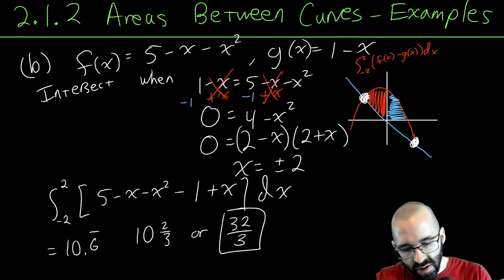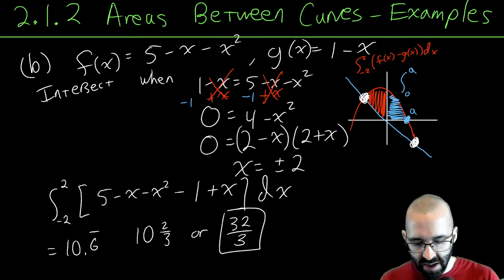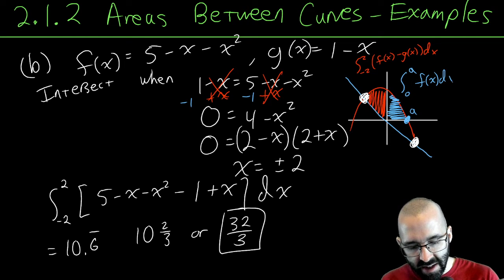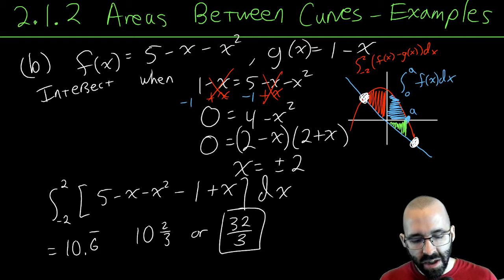Well, the second one is the integral from 0 to some number. It doesn't matter what it is, whatever this number is right here. Let's just call it a for now. We don't need to find it. Of this parabola, f of x dx. Now, what is this green area?